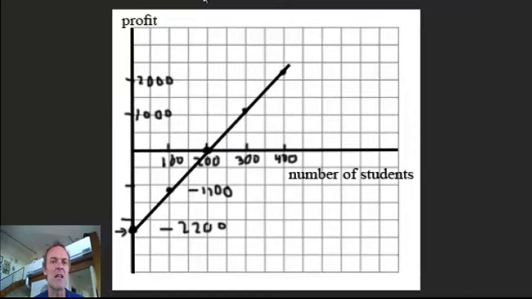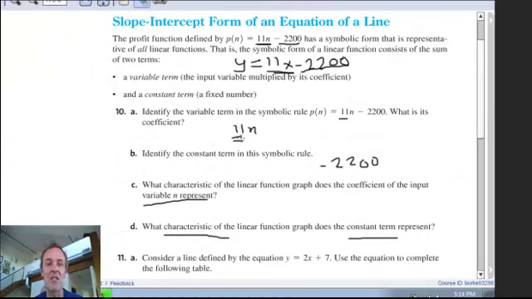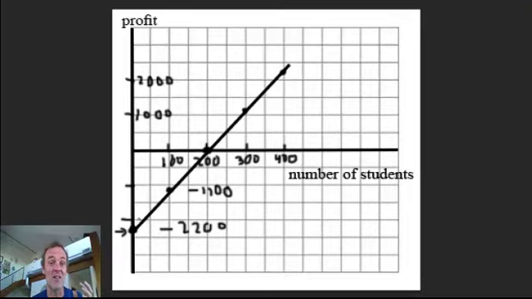But that's you describing that equation, okay? 11 is the slope, negative 2200 is the constant, and that is the loss. Look at the graph there. That is where it crosses the y-axis. If you have no students, you're going to lose $2,200, okay?